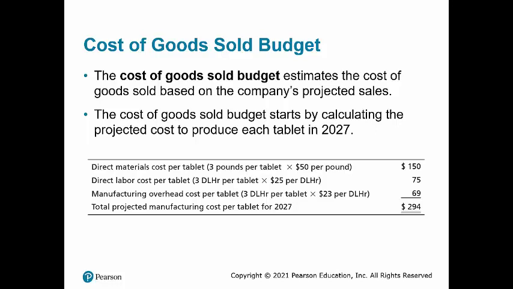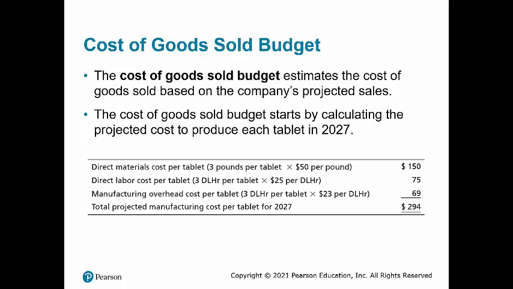So the direct materials cost per tablet is going to be 3 times 50, or $150. The direct labor cost per tablet, if you remember, 3 direct labor hours are required for each tablet, and the direct labor hour cost was $25. So when we multiply 3 direct labor hours by $25, we get $75 of direct labor cost per tablet.